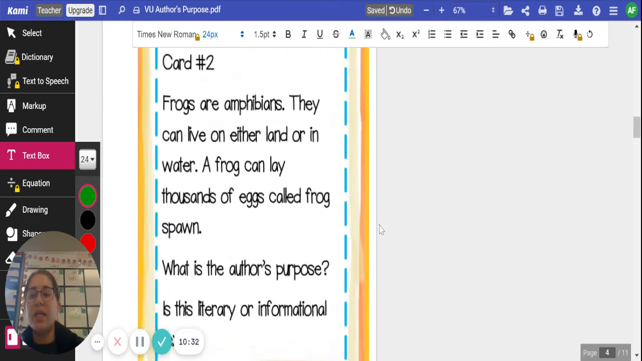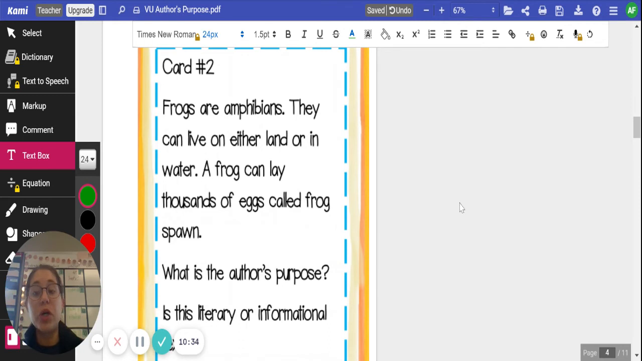I am going to read it aloud for you, and then you are going to go ahead and answer it by yourself. Frogs are amphibians. They can live on either land or water. A frog can lay thousands of eggs called frog spawn. What is the author's purpose?